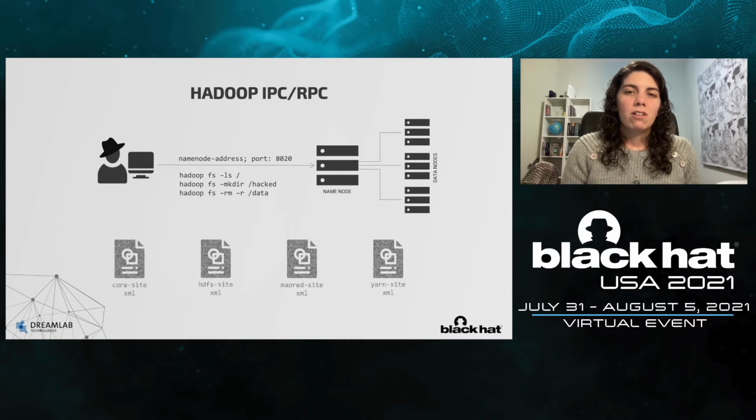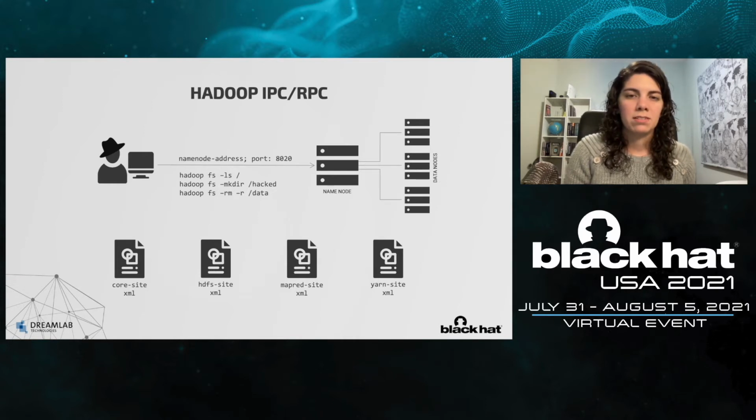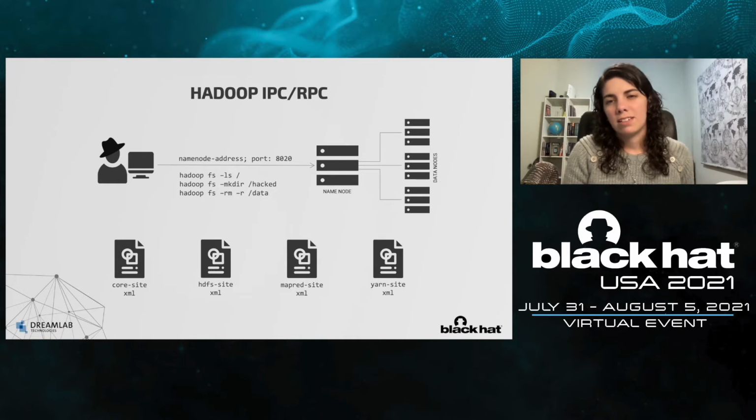There are 4 configuration files that Hadoop needs to perform operations over a Hadoop file system. If we take a look at these files inside the name node, we can see that they have dozens of configuration parameters. So when I saw that, I wondered: if I am an attacker and I don't have access to these files, how can I compromise the file system in a remote way?